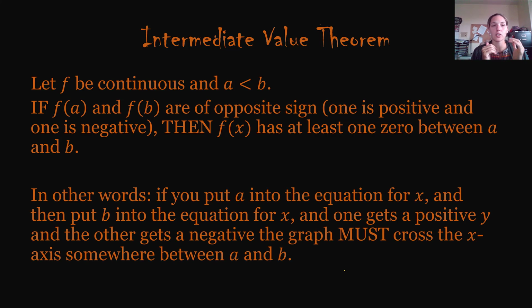So we're going to use this. We're going to say, okay, f is continuous, right? Because if it's a polynomial, we know it's continuous. There are no jumps, no asymptotes or anything. And you're going to show that a is less than b, your endpoints, one is lower than the other. And then you sub in a for x and get a y value. Then you sub in b for x and get another y value. And you'll show that they are opposite sign. Then you can say, therefore, by the intermediate value theorem, there is a zero between a and b.